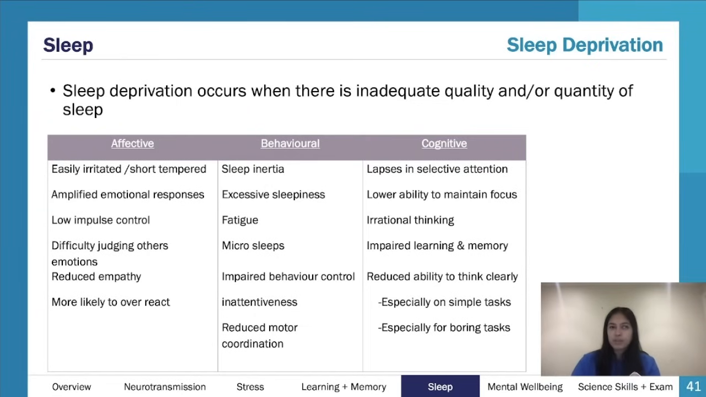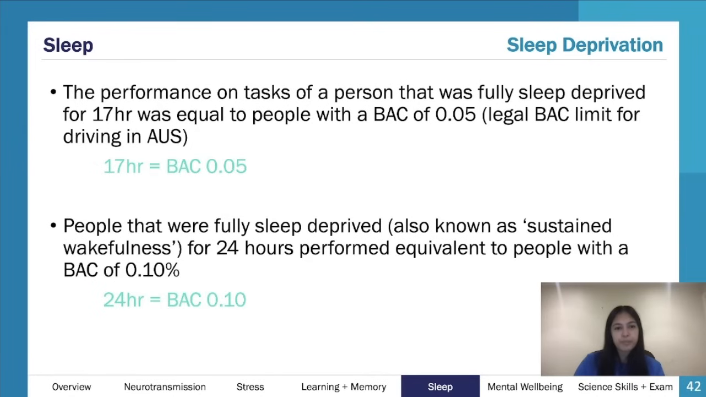And often with behavioral, they always like to ask it in terms of what are the effects that it has on this person's job. So that's why things like reduced motor coordination or slow reaction time are good ones, because you can describe those in the context of any job.